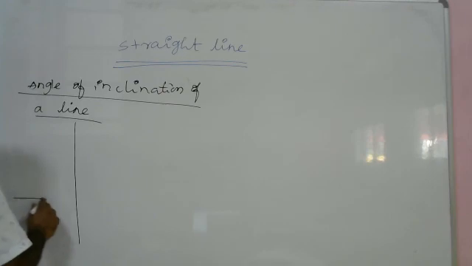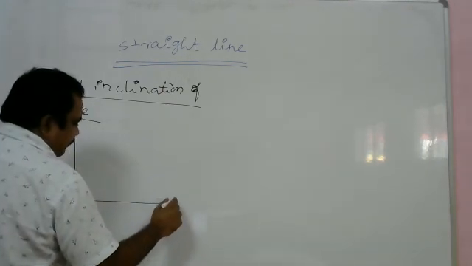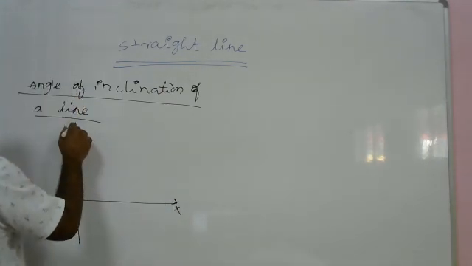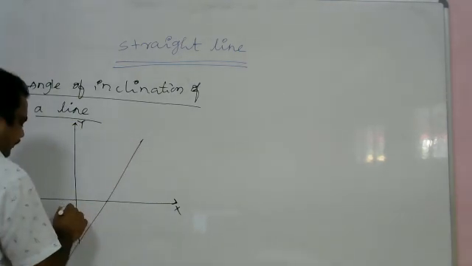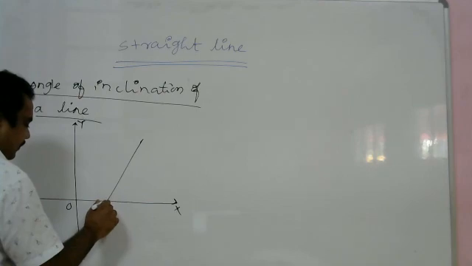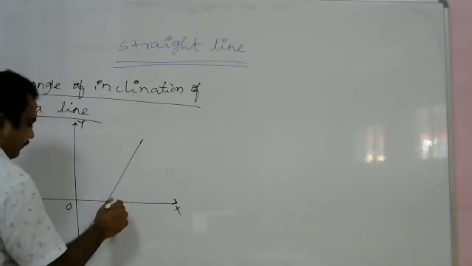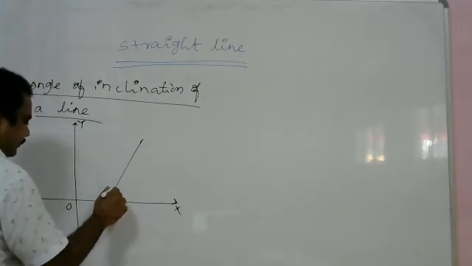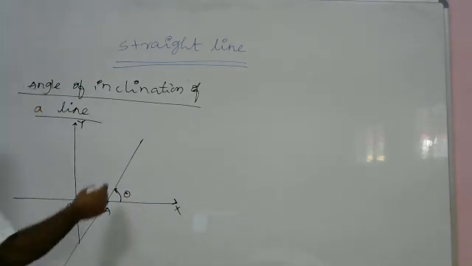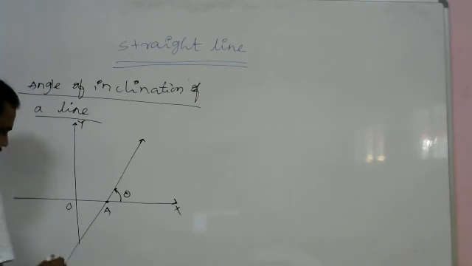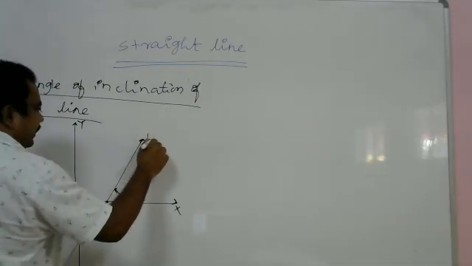See, one straight line is given. So that straight line is representing x-axis at some point A. So this is the theta. So this is our line.